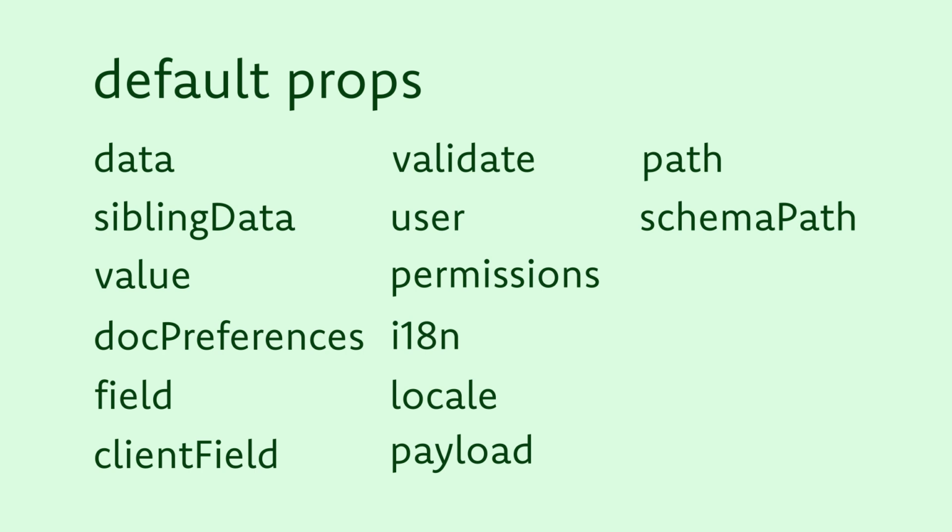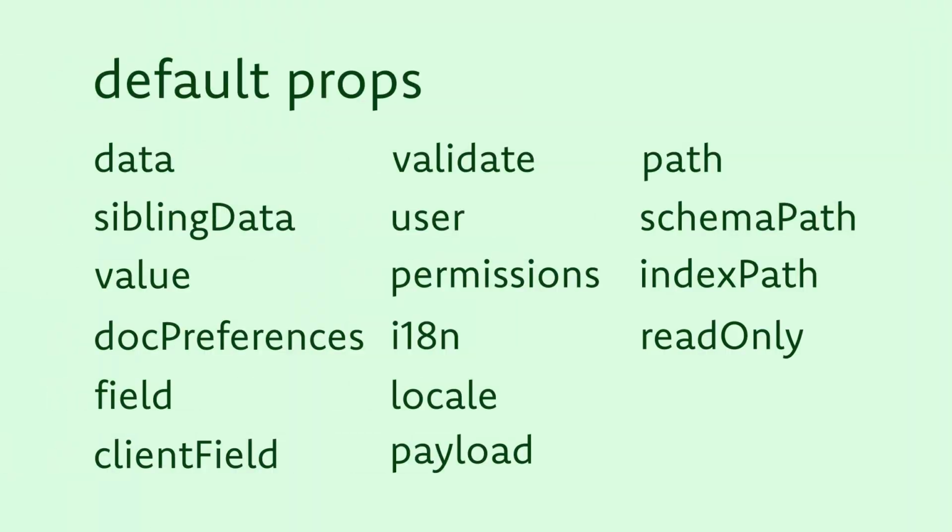Path, schema path, and index path can be used to retrieve a string representation of the path it takes to get to a certain field. Path returns the direct dynamic path to the field at runtime, meaning this value can change. Schema path is static, so it doesn't change, and it returns the path to the specific field's config. Lastly, a read-only option is available, which simply returns a Boolean value stating whether the field is read-only or not.